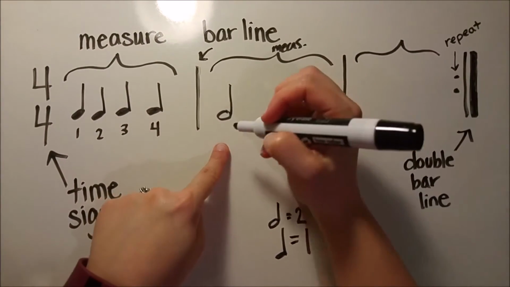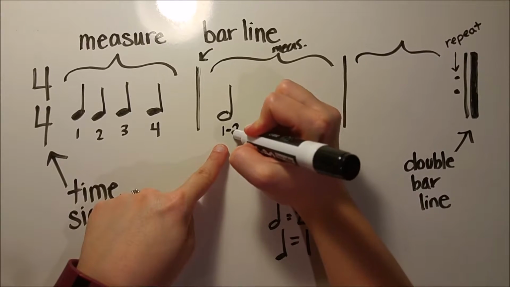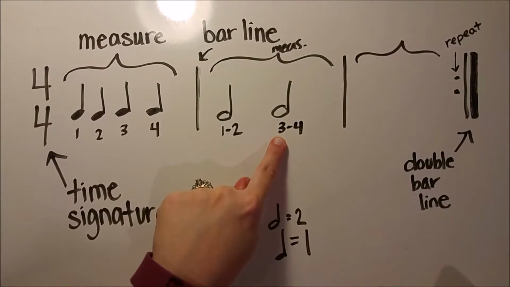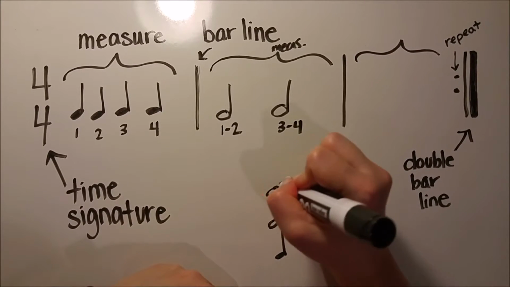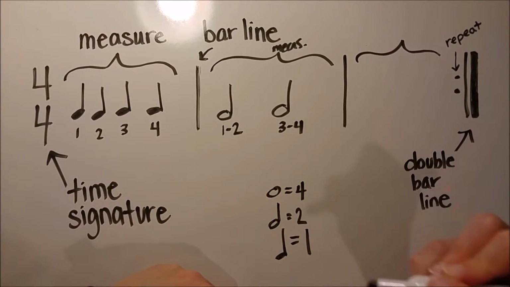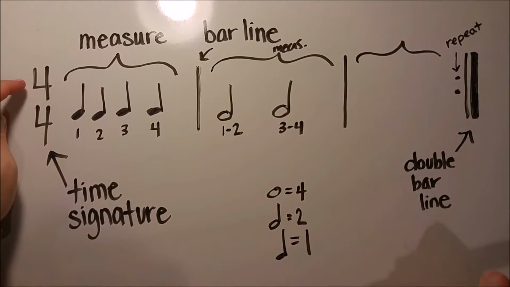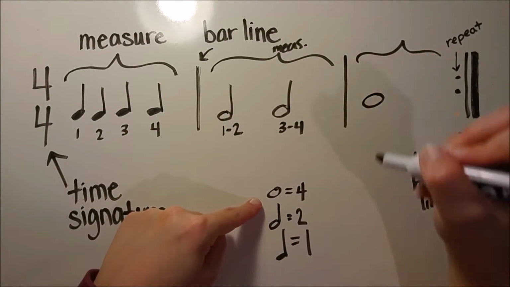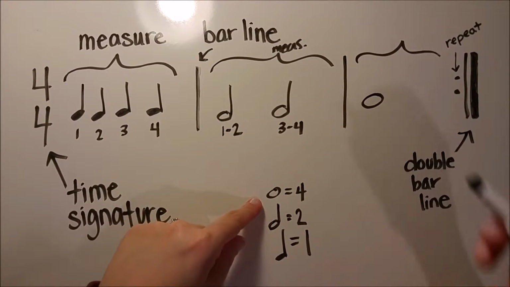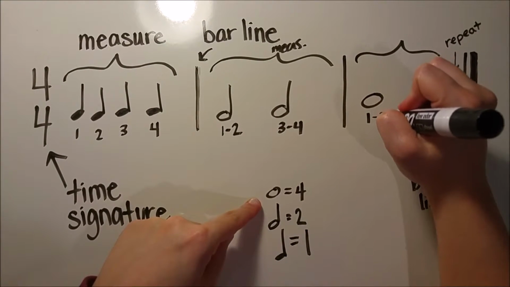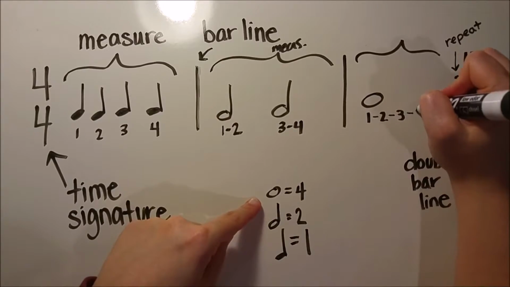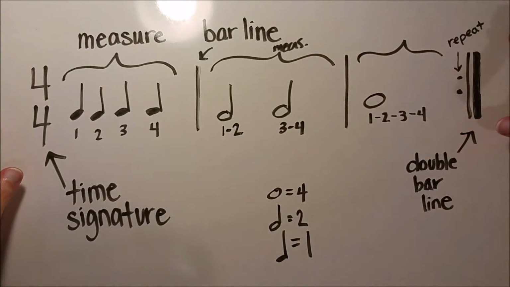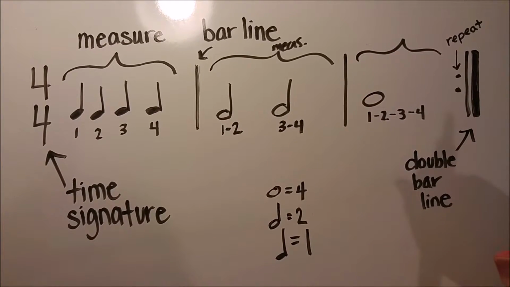And these get 2 apiece. So 1, 2, 3, 4. Okay? And then the whole note got 4 beats. We can only fit 4 beats in there, so that's the only thing that can be in this measure. And we would count that. 1, 2, 3, 4. Okay, so now this whole thing right here is a rhythm.